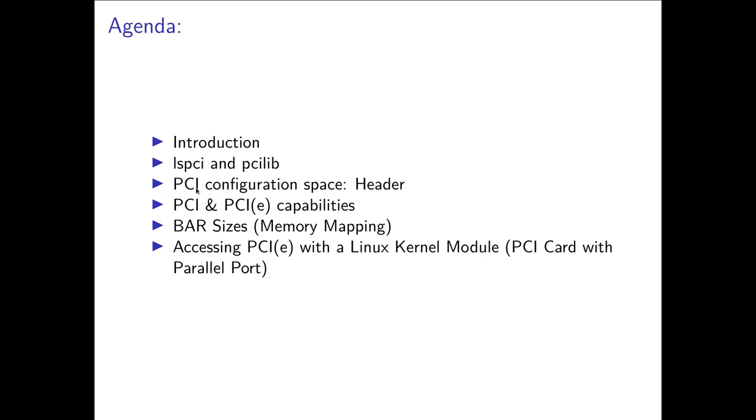In another video, we will talk about the PCI configuration space and write a simple program to print out the PCI header. Then we will take a look at PCI and PCI Express capabilities and BAR sizes. BAR stands for base address registers, and they are used to map the memory of a PCI device to our CPU. And then we will leave user space, and I want to show you how to access PCI and PCI Express devices with a Linux kernel module.